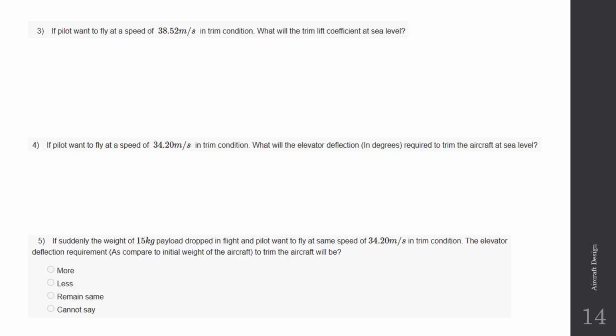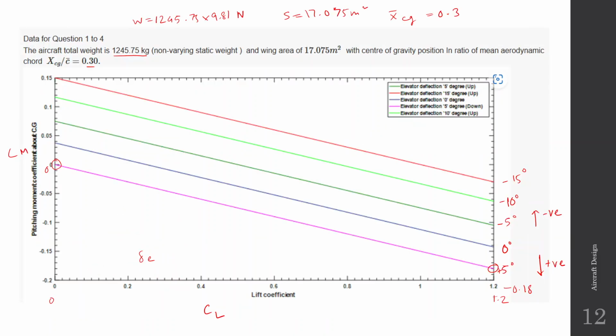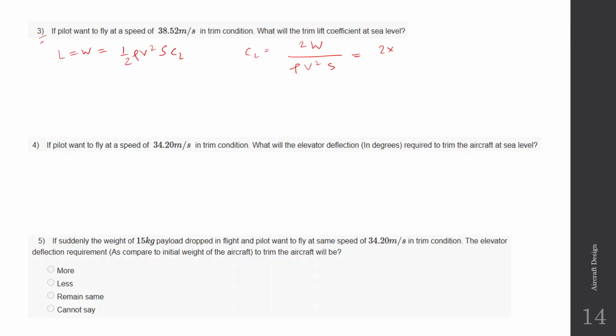Okay, so the third question is pretty simple. We know that in trim condition at cruise flight, the lift is equal to the weight, and this is equal to half rho v square s CL. So then the CL will be 2 into weight by rho v square s. So we can calculate it like this: 2 into 6, this weight was 1245.75.